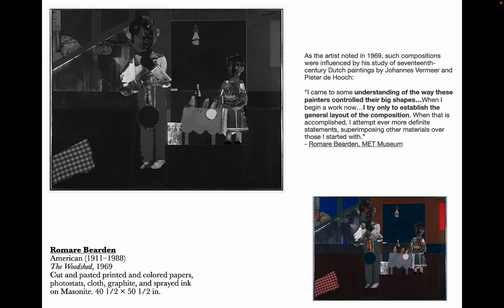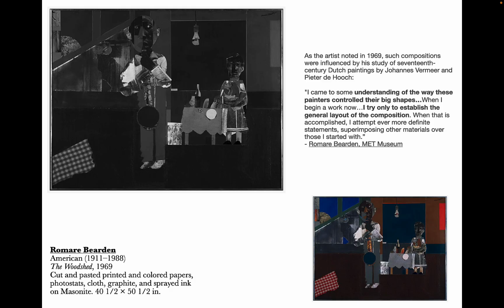He was an African-American artist, and this is The Woodshed in 1969. I get excited about this piece because it's also some cut paper, and he's using graphite and sprayed ink. It's a lot of different materials here. So we have the color piece on the bottom, and then I've desaturated it and made it black and white so you can really get a sense of the values up on the top. And there's a lot that goes into this painting, but we're going to focus on the figure ground.